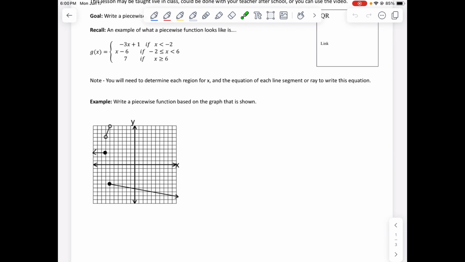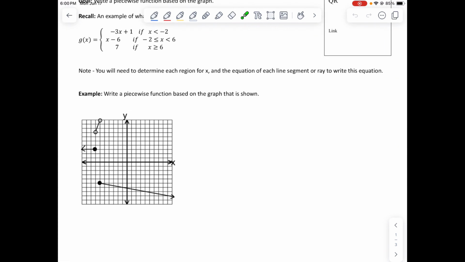So in order for us to write a piecewise function, we're going to have to determine the regions for x and the equation of each segment or ray within each section. So I'm going to call this graph right here f of x. And I actually like to start by determining my regions. So I could draw in vertical lines, dashed ones, if I wanted to see where everything is occurring.